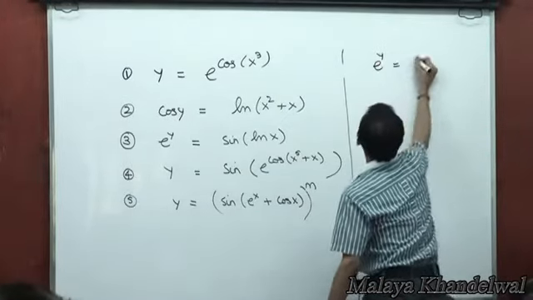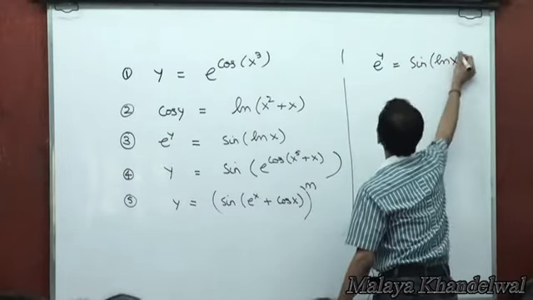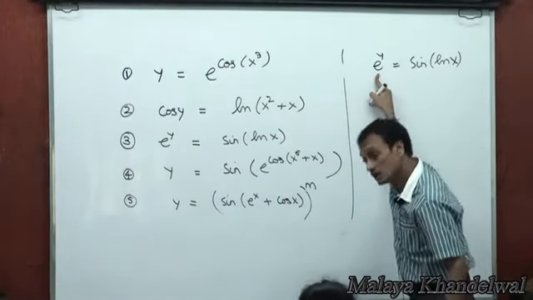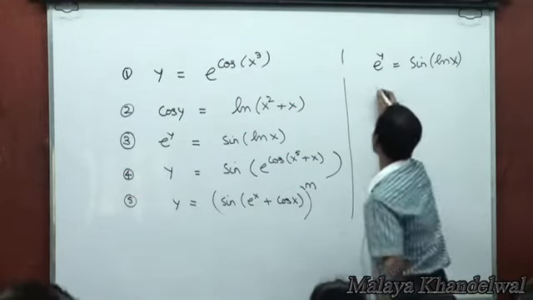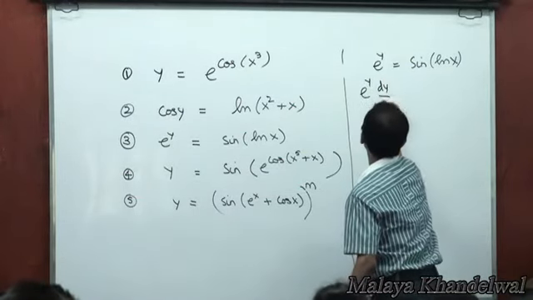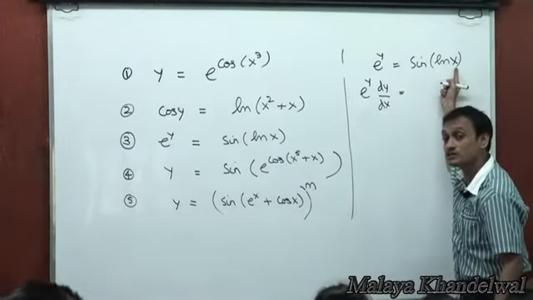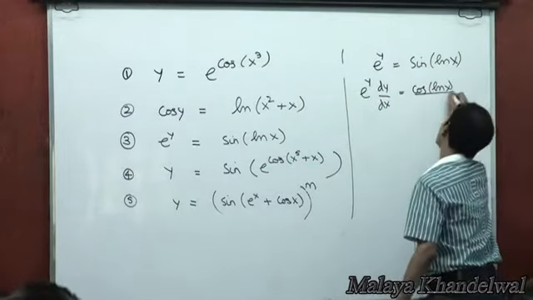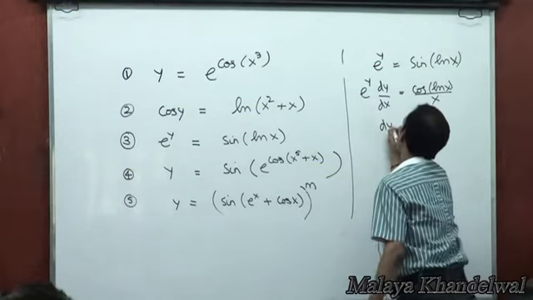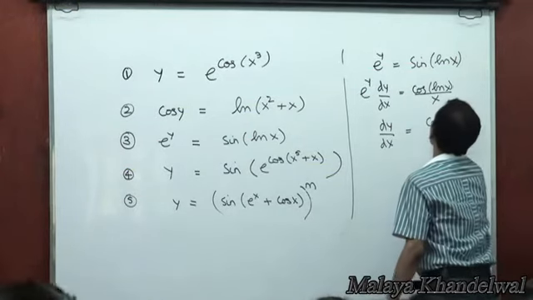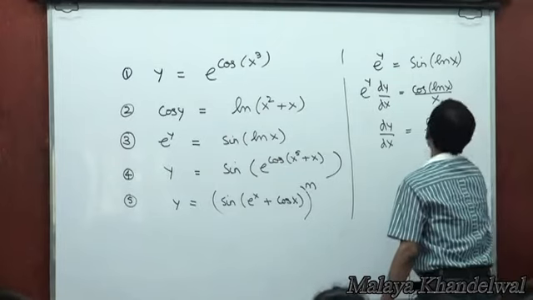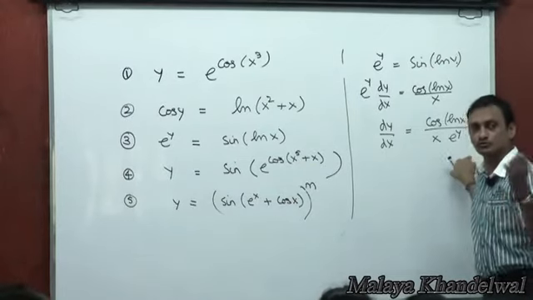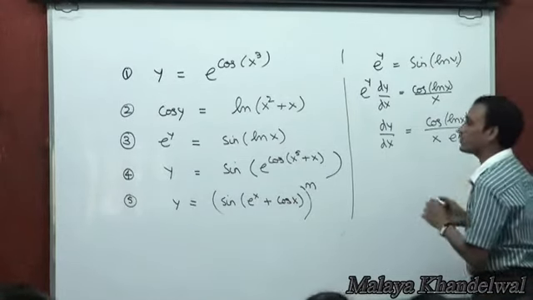Then e power y is sine of ln x. If you differentiate e power y with respect to x, what is it that you get? E power y dy dx, right? And then go from outside to inside. And then ln x. Right. So we get dy dx equal to cos of ln x divided by x e power y, where e power y could be substituted by sine of ln x and you could get it. Right? So that's dy dx.